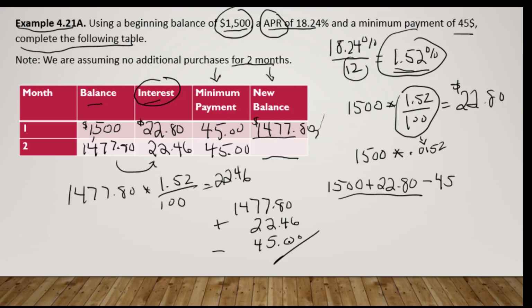So that's 1477.80 plus 22.46 minus $45. I'm getting 1455.26. And I'll put that here.